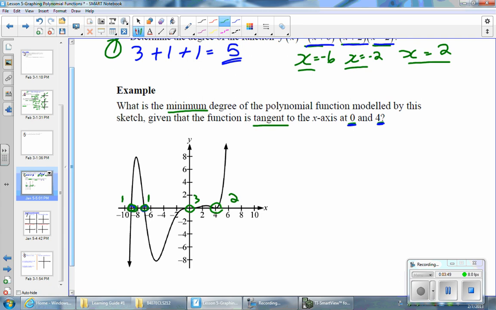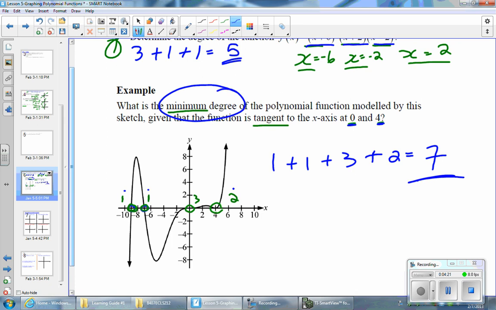So since we identified all the multiplicities of the zeros, to find the actual degree of this polynomial sketch, we add up the multiplicities. So 1 plus 1 plus 3 plus 2 gives me a 7. So that means the minimum degree of this function is at least 7. And that's how the multiplicities and the degree are related to each other.